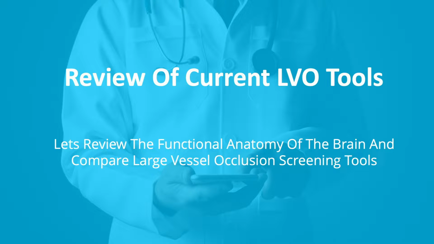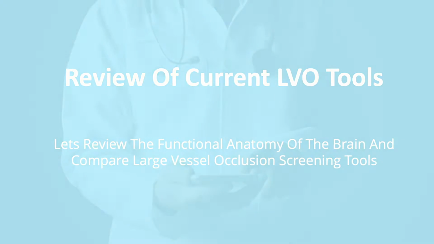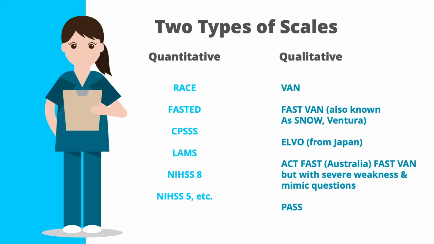So let's review the current tools. To me, I see the current tools as two types, right? There's the quantitative, where you add up numbers and it's really severity, whether it's RACE, FAST-ED, Cincinnati Prehospital Stroke Severity Scale, LAMS, NIH Stroke Scale 8, NIH Stroke Scale 5. There's tons of them. There's quantitative, but then there's qualitative, right? And VAN was the world's first qualitative screen.